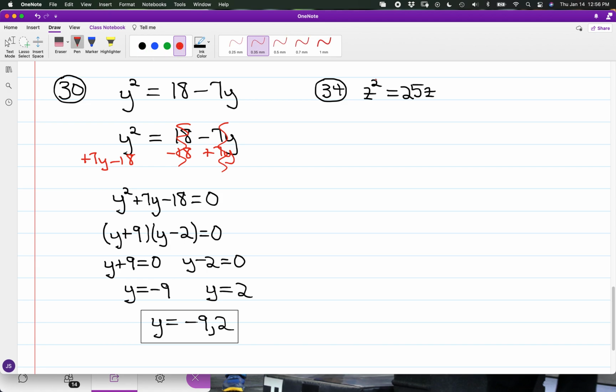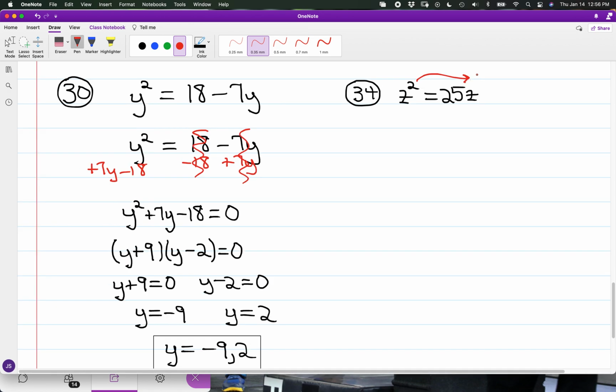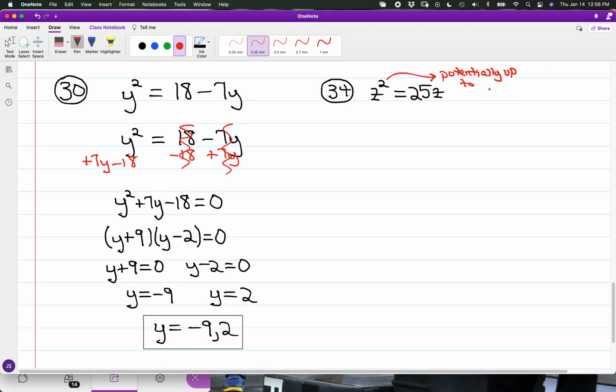So if you notice, you have the highest order term in the variable we are solving for, so you have potentially up to 2 solutions. Like if I had z cubed is equal to 5z, you might have potentially up to 3 solutions. And then looking at the possibility of there being 2 solutions, we have z squared equal to 25z.